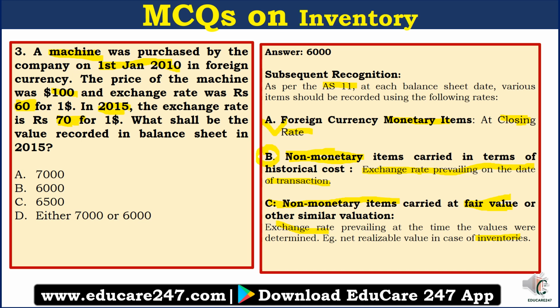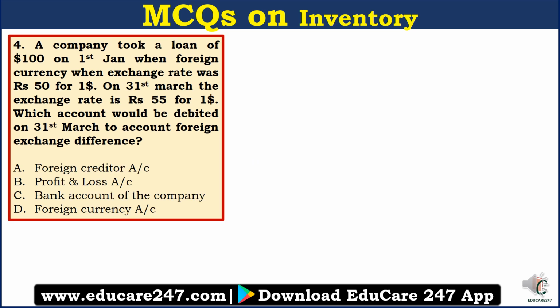Now moving on to number 4. A company took a loan of $100 on 1st Jan when foreign exchange rate was ₹50 for $1. On 31st March, the exchange rate is ₹55 for $1.